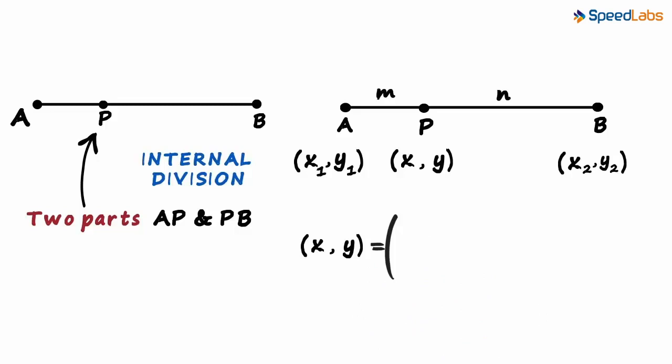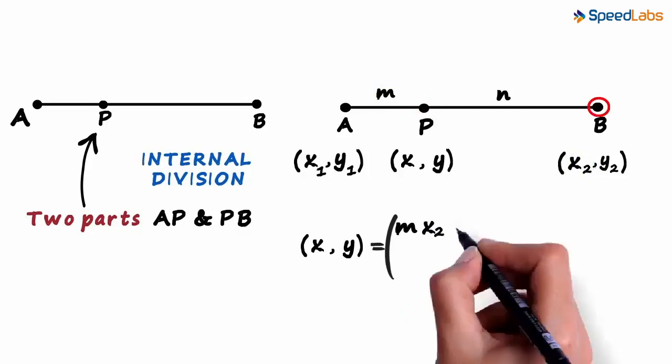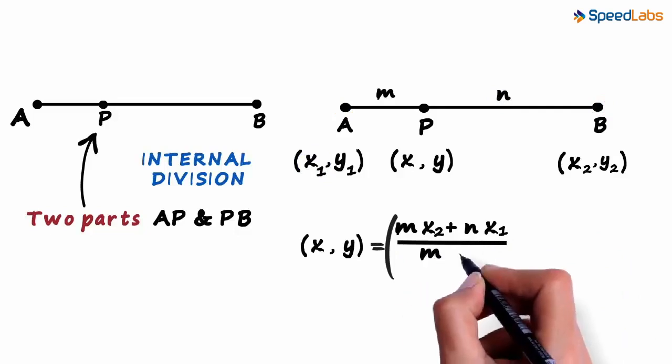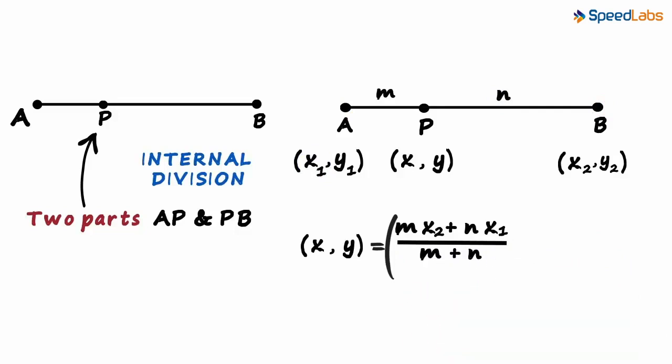The x coordinate of point P equals m multiplied by x2, which is the x coordinate of point B, plus n multiplied by x1, the x coordinate of point A. And we divide this entire thing by the sum of m and n. What we just found out is the x coordinate of point P. It is this multiplied by the x coordinate of this point plus this multiplied by the x coordinate of this point divided by the sum of m and n.